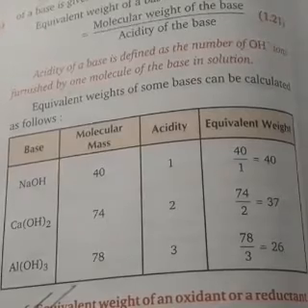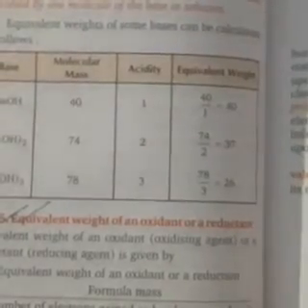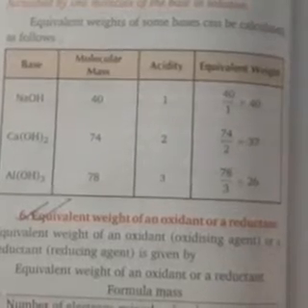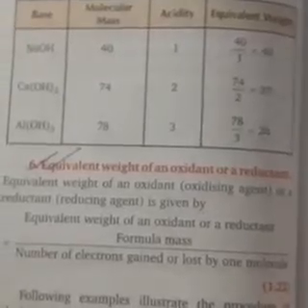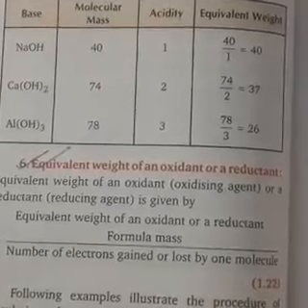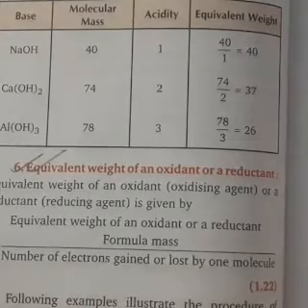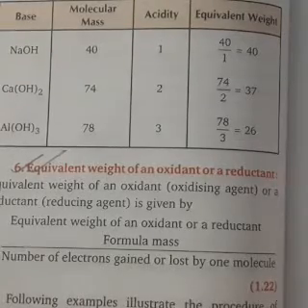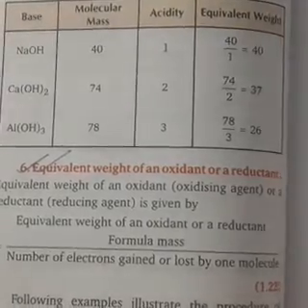Okay. Now I'll discuss the equivalent weight of an oxidant or reductant. Oxidant or reductant will be discussed later in the redox chapter. The equivalent weight of an oxidant or reductant is the formula mass divided by the number of electrons gained or lost by one molecule.